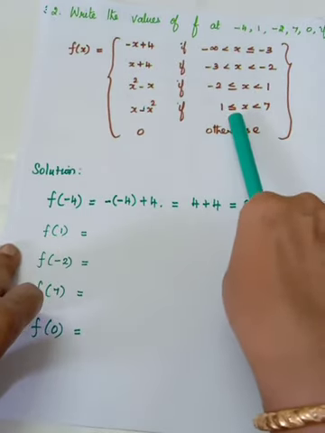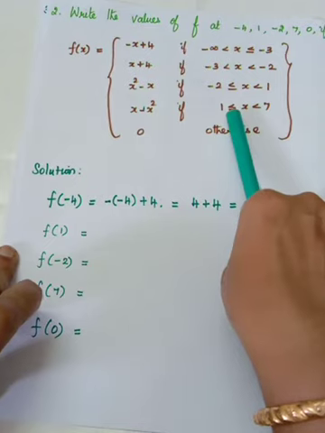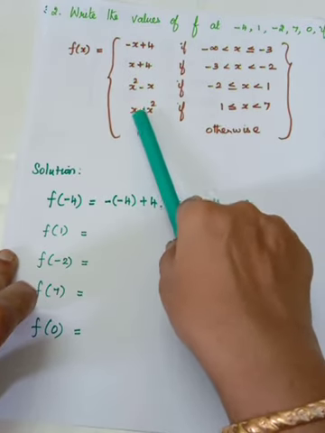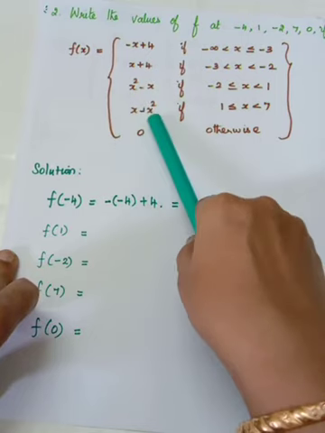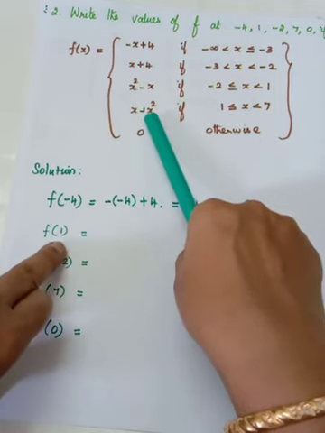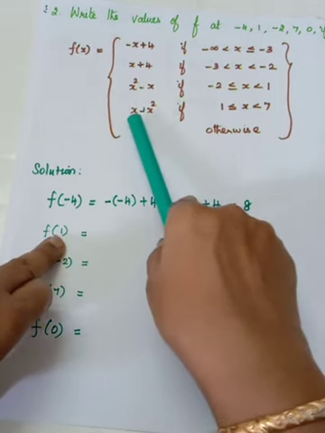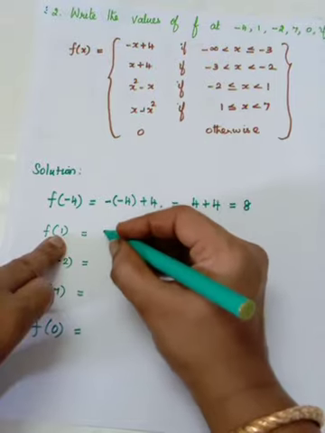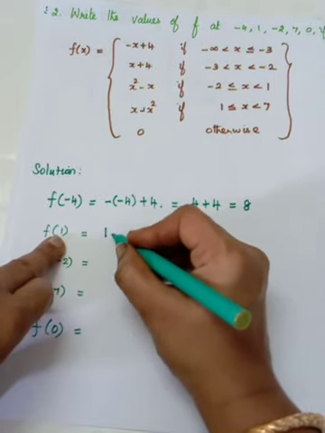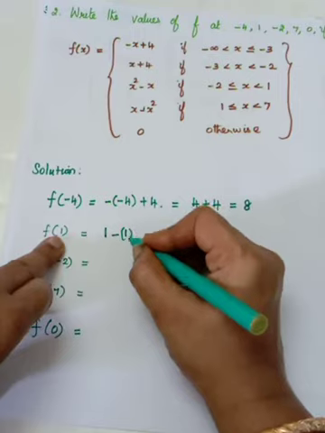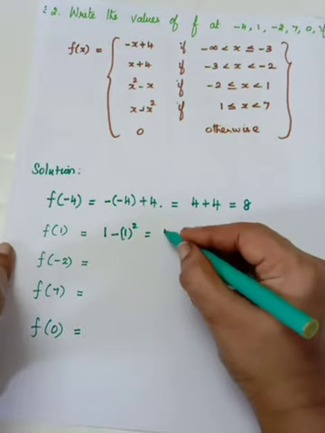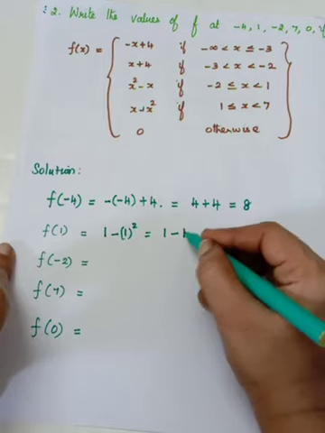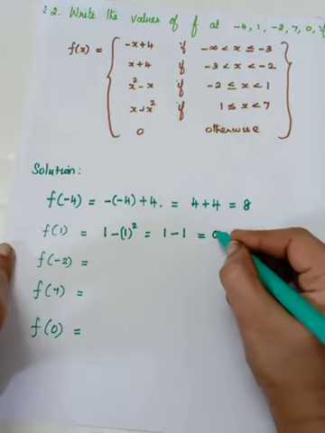On this interval, that is, on these values of x, your f of x is what? x minus x squared. So you have to use the function x minus x squared. Here your x value is what? It is 1. So you have to substitute 1 minus 1 squared. x minus x squared, so it is 1 minus 1 squared, also 1. So that is equal to 0.